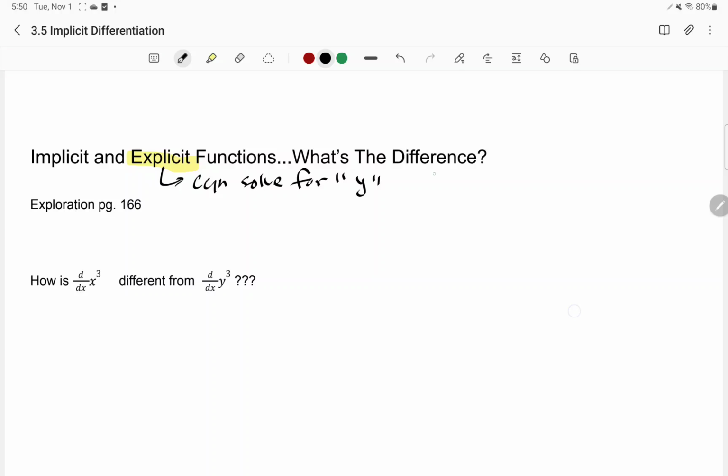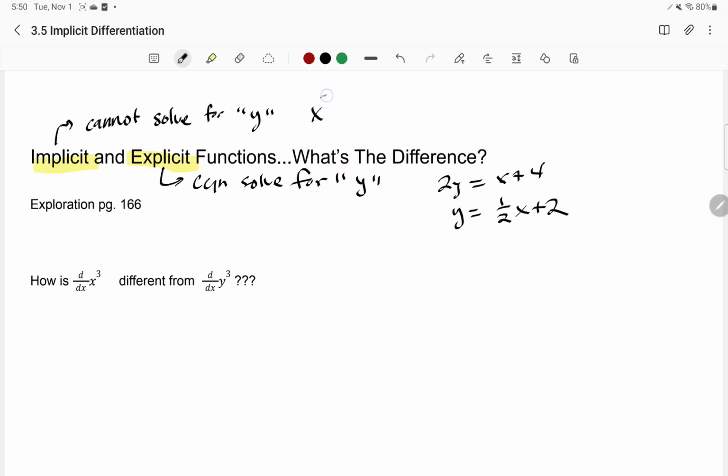To give you a difference, if you have 2y is equal to x plus 4, to solve for y, divide everything by 2. So that would be 1/2 x plus 2. Now, with implicit functions, that's where you cannot solve for y. And that would look something like this. So if you had, let's say, x squared minus 2y to the third plus 4y equals 2, there's no way, in that equation, to separate the function so that you can solve for y.